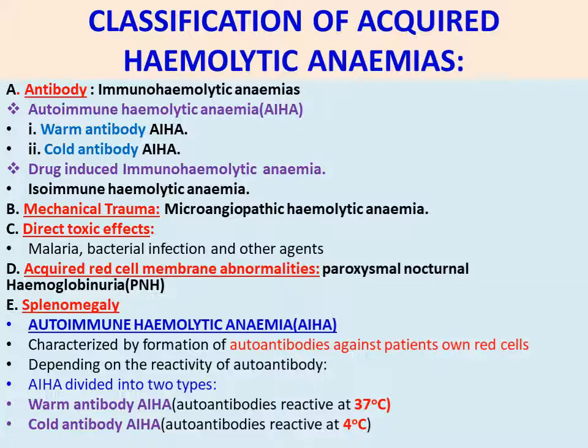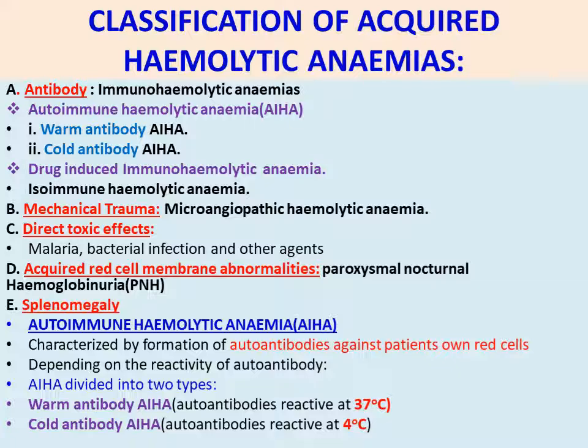So warm antibodies here means autoantibodies reactive at 37 degrees Celsius. That is body temperature. At body temperature, these autoantibodies will be active, and these antibodies will cause the hemolytic anemia associated with RBC destruction. So warm antibody associated AIHA: autoantibodies reactive at 37 degrees Celsius.